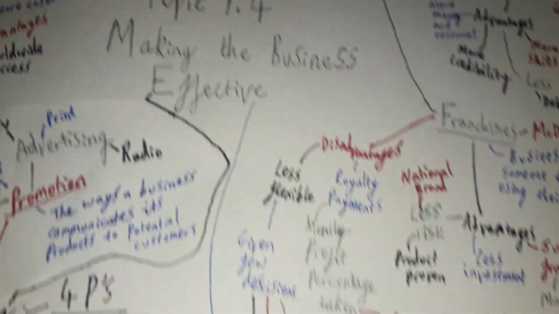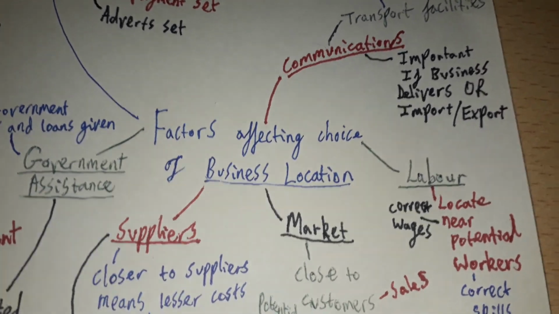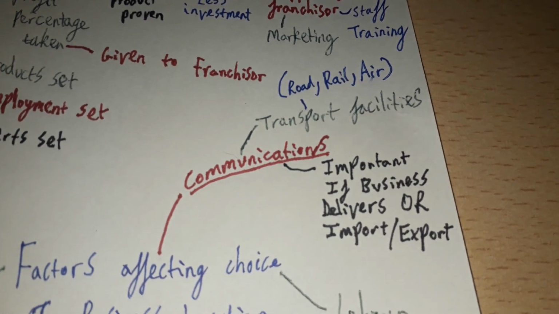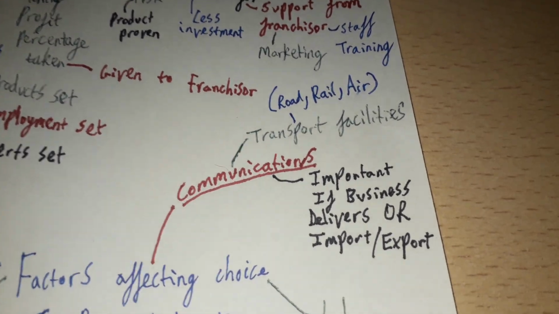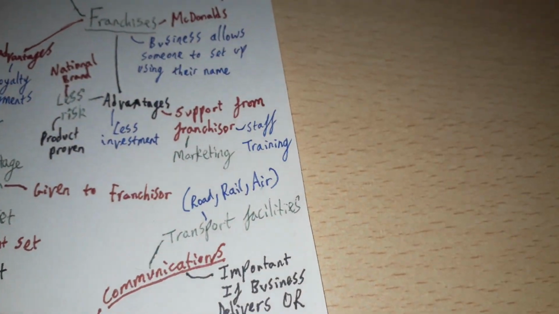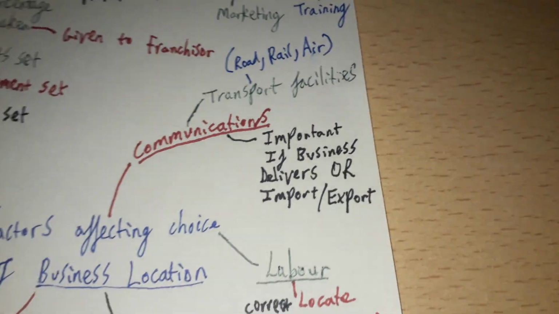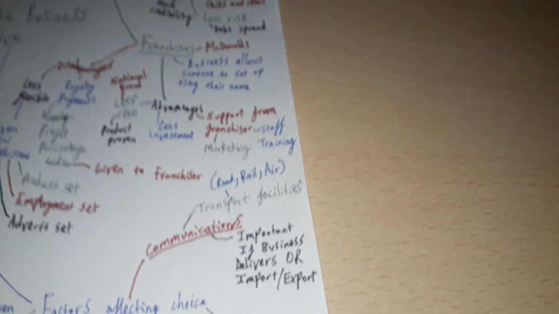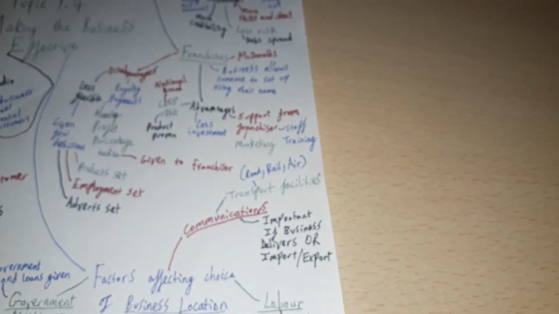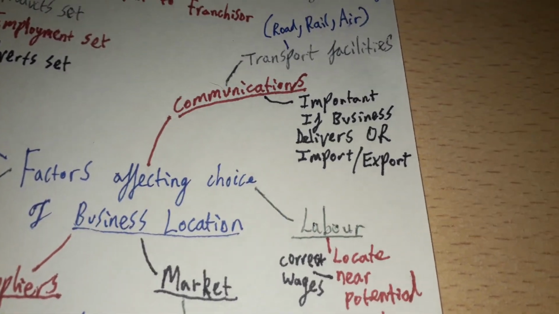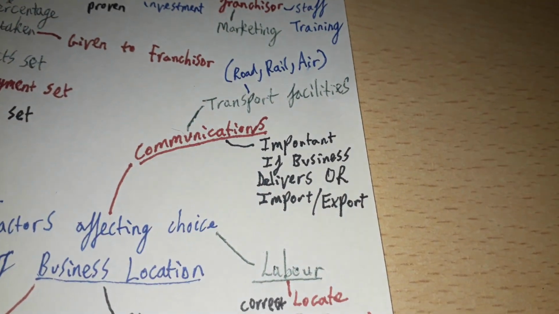So next, we've got an entirely different section. So next we've got factors affecting choice of business location. So let's start off with communications. So communications is all about what transport facilities are near, such as roads, railway links with trains, and air, which is your airplanes. So it's important if the business delivers or imports or exports, because distribution can cost a lot. If it's in a remote area, you're having the thing. You want to be close enough for deliveries and close enough to ways out of the country if you're receiving goods from abroad.